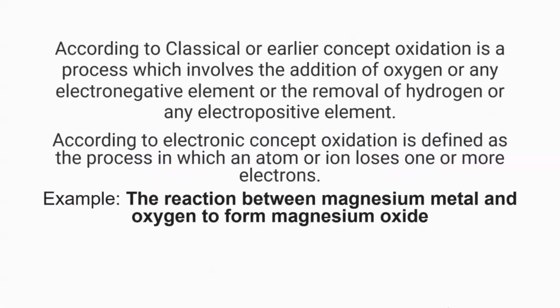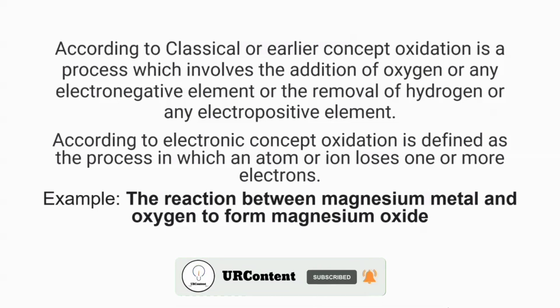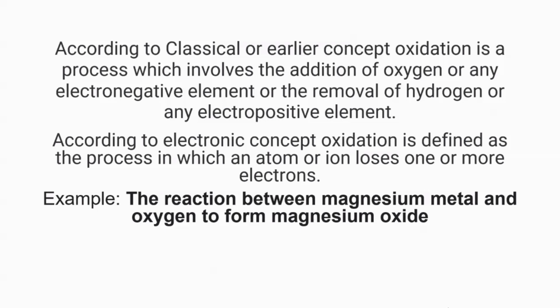What is oxidation? According to the classical or earlier concept, oxidation is a process which involves the addition of oxygen or any electronegative element, or the removal of hydrogen or any electropositive element. According to the electronic concept, oxidation is defined as the process in which an atom or ion loses one or more electrons. Here is an example of an oxidation reaction.